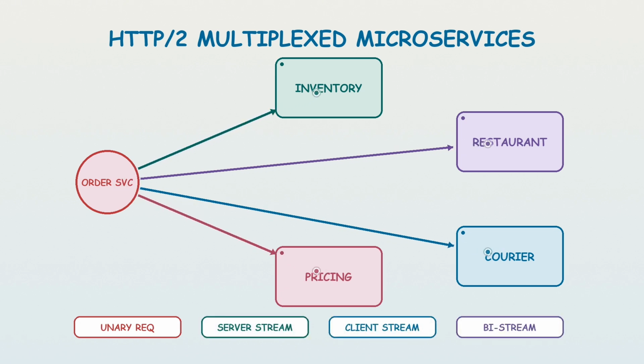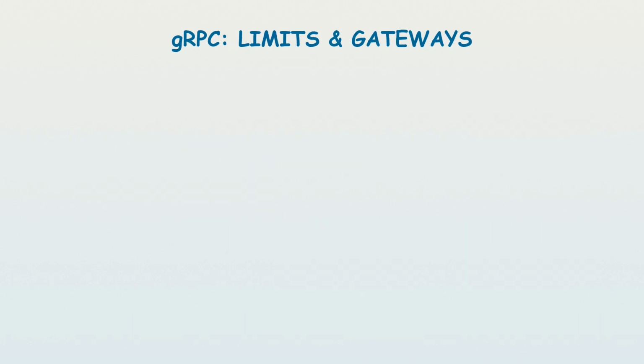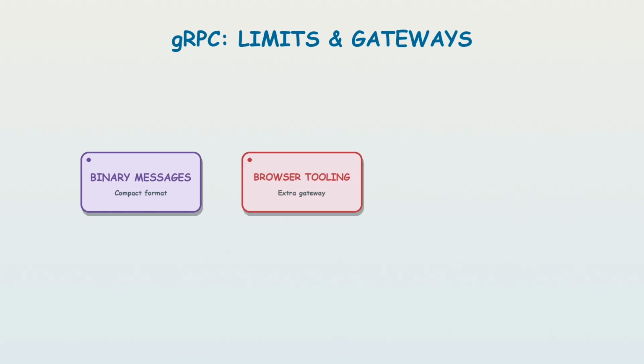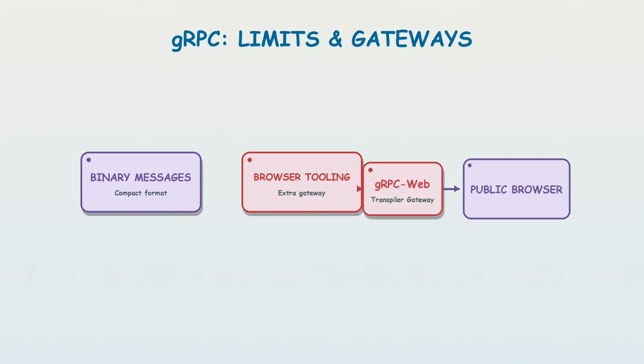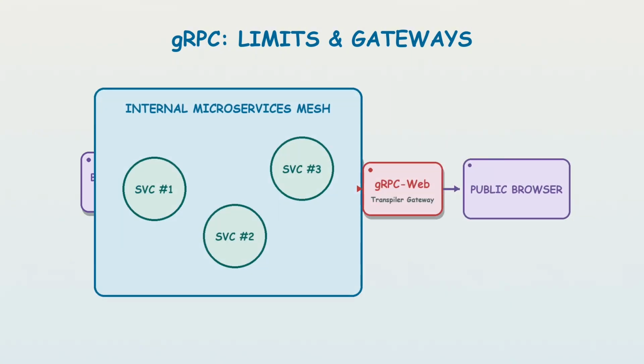That does not make it a universal replacement for REST. Binary messages are less convenient to inspect manually. Direct browser support requires extra tooling, and public consumers may prefer ordinary HTTP. gRPC is especially useful for internal service-to-service communication where performance, streaming, and a clear contract matter.